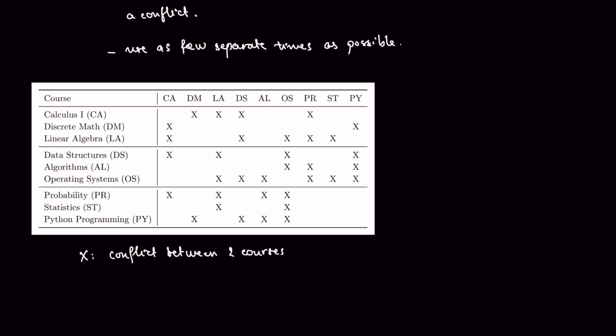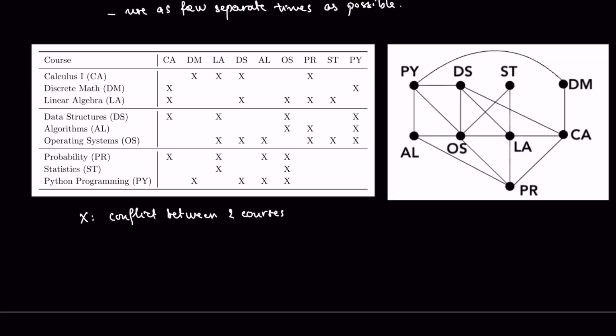So now what we do is turn this information from a table into a graph. This is what we want to see here. Again, the abbreviations represent the courses that you see in the table. So let's go over something here. As we see on the graph, CA represents Calculus 1. Calculus 1 has a conflict with Discrete Mathematics. Calculus 1 also has a conflict with Data Structure. Calculus 1 has a conflict with Linear Algebra, and Calculus 1 has a conflict with Probability, and so on and so forth. Again, what can we do to avoid conflict?